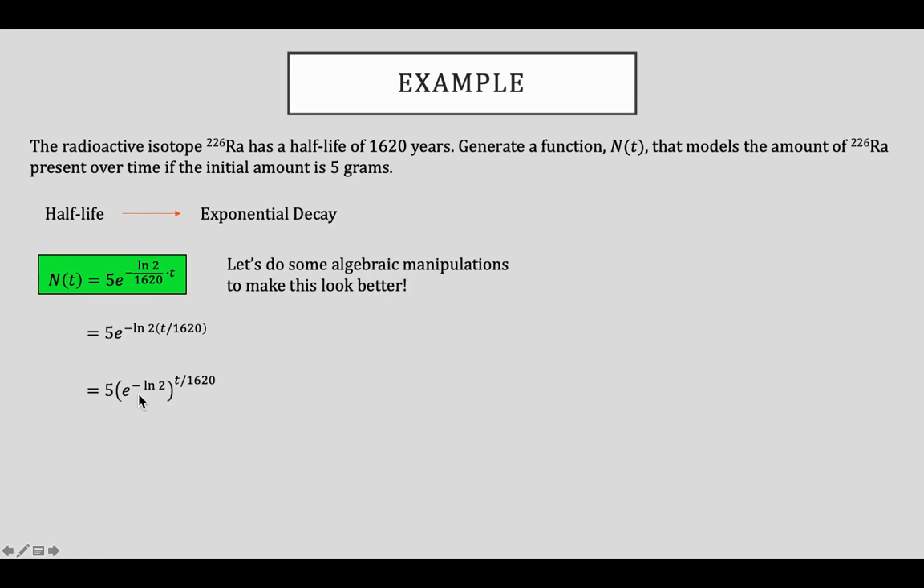So why does that help me out? Well, let's think about what this means here. Again, negative exponents give us a reciprocal. That would be the same thing as 1 over e to the ln2, right? Because that's a negative exponent, I can put it in the denominator of a fraction. And e to the ln2, well, again, I'm exponentiating a natural log. Inverse operations, those cancel out, leaving me with n of t is equal to 5 times 1/2 raised to the t over 1620. All right, so hopefully this looks a little bit better to you guys.